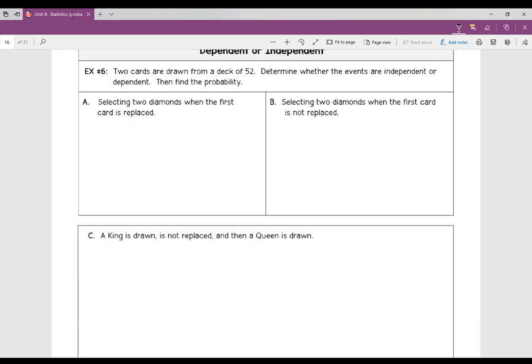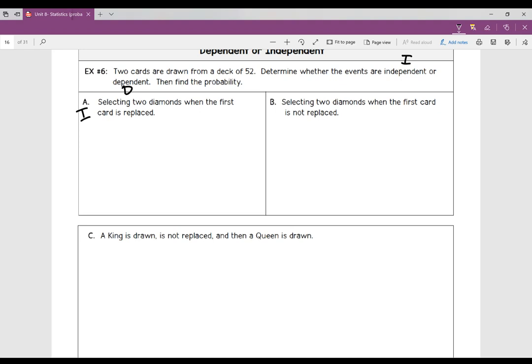So 2 cards are drawn from a deck of 52 cards. Determine whether it's independent or dependent. So we'll use I or D. And then find the probability. So what's the probability of selecting 2 diamonds when the first card is replaced? So first off, we need to know how many diamonds. So if I'm selecting 2 cards and I replace the first card, is that changing my probability for the second one? No. So these are independent.